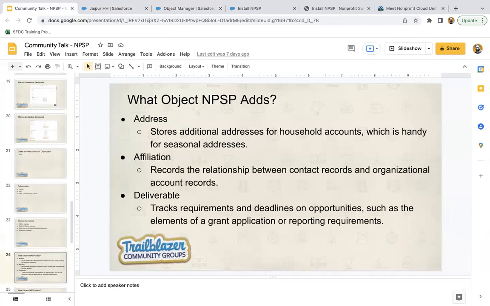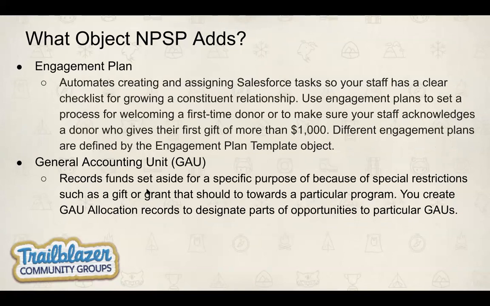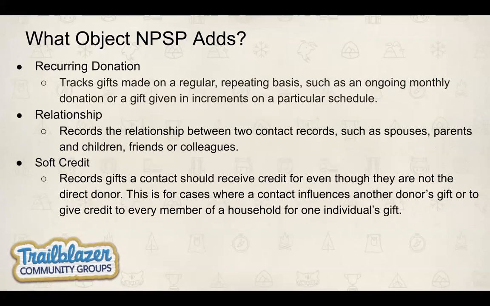Then what objects does Npsp add? These are the objects which are added additionally by non-profit success pack. So addresses, affiliation, deliverables, engagement plan, general accounting unit, labels, payment. So these are added by that package. Recurring donation. You might have heard about recurring, like if you want to donate monthly or yearly or quarterly, half yearly, you can use this recurring donation object to manage those things. Then relationships, I already demoed, then soft credit.